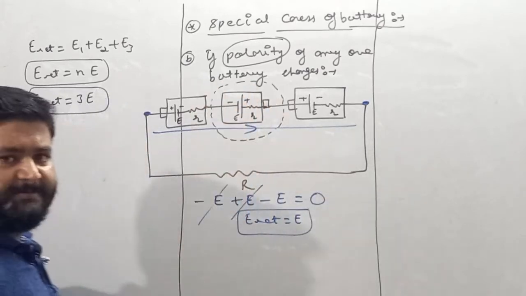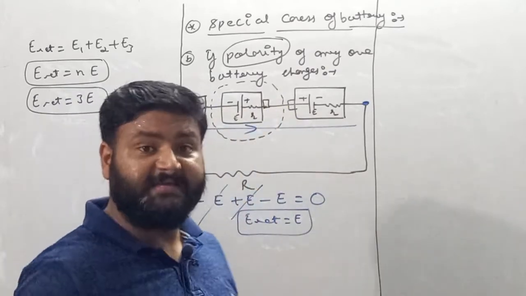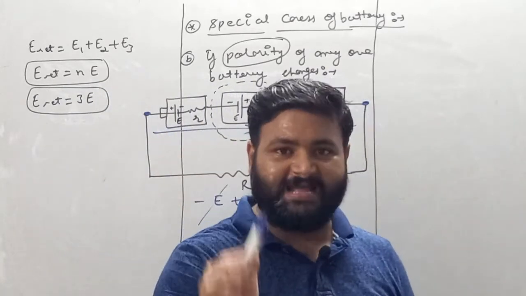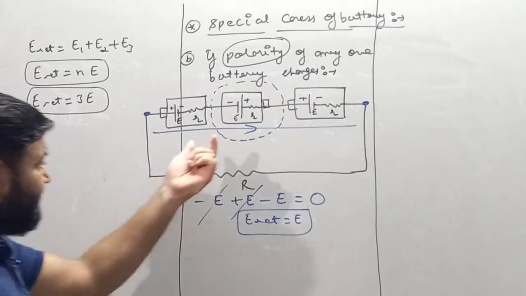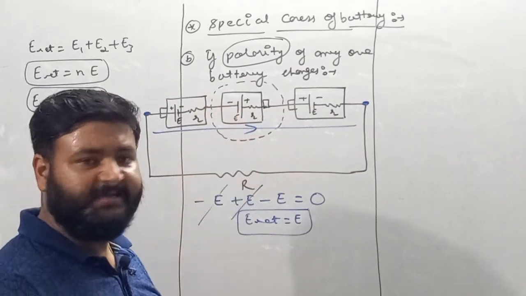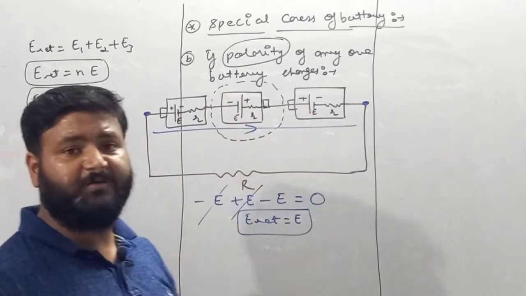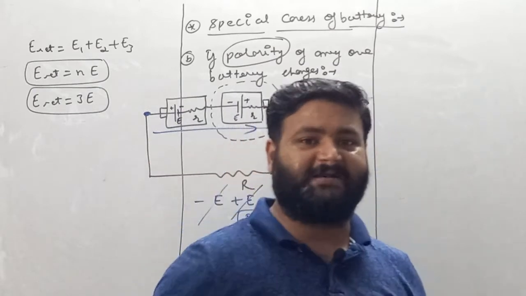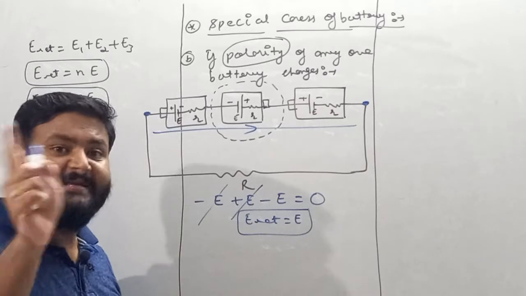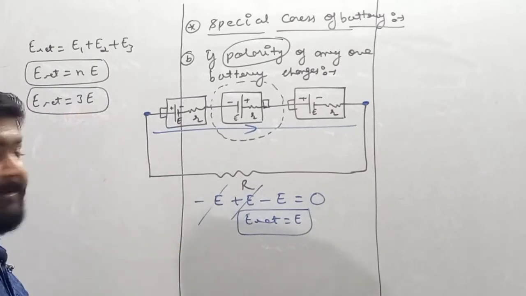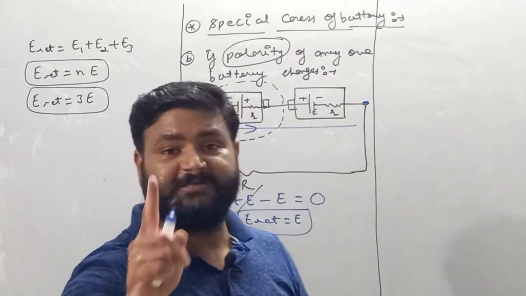See, check it out. If the polarity of this battery is in the correct way, then the value of E net will be 3E. But if I change the polarity of one battery, my dear student, the value of E net becomes equal to the EMF of one battery. Actually, if the polarity is not wrong, then the net EMF becomes equal to 3E. But now I am changing the polarity, so what we get is E net equals E.